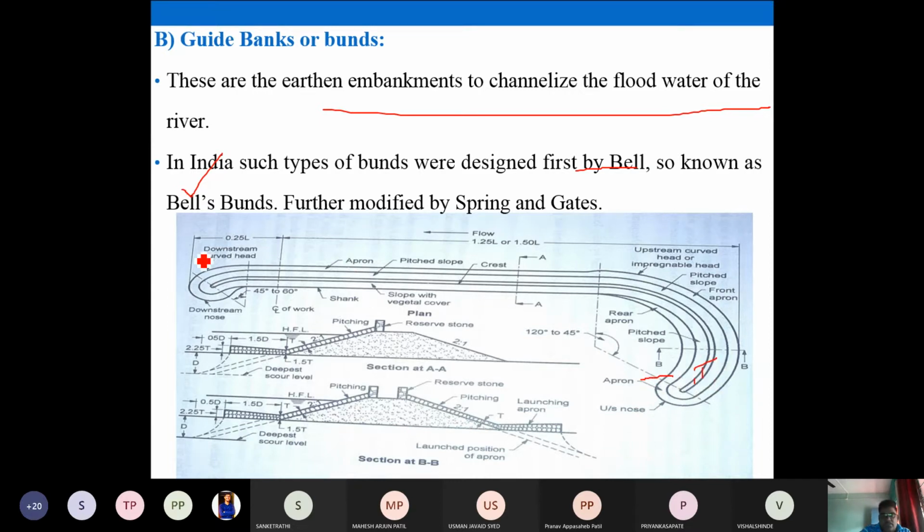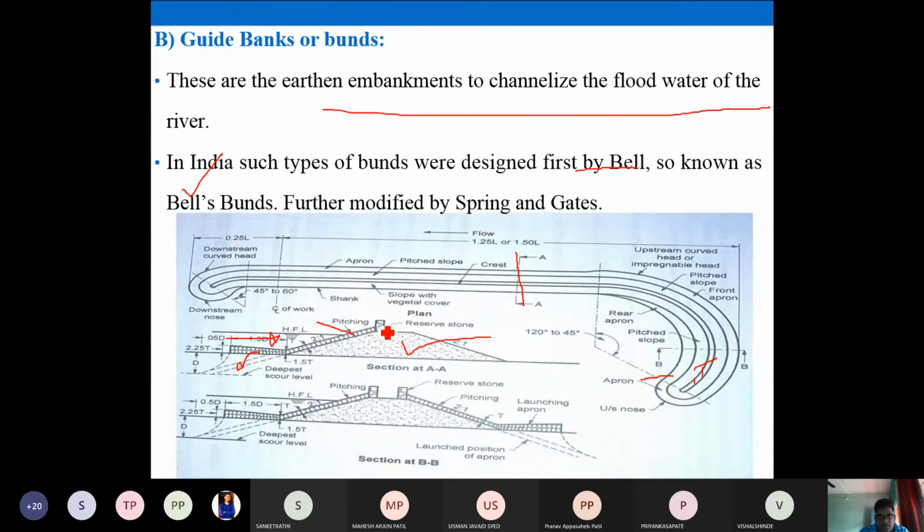So these bunds need to be constructed along the length of the channel, and you have to observe the cross section. Suppose this is a cross section AA. This portion is the launching apron, towards the river. Then this is the sloping portion where the pitching of the stone is going to be carried out, and this is the construction part where we have to utilize the earthen material or the available material. Stone is also utilized, that means the reserve stone.